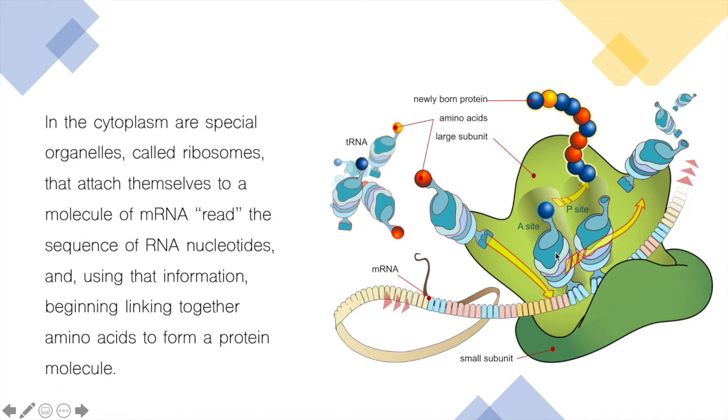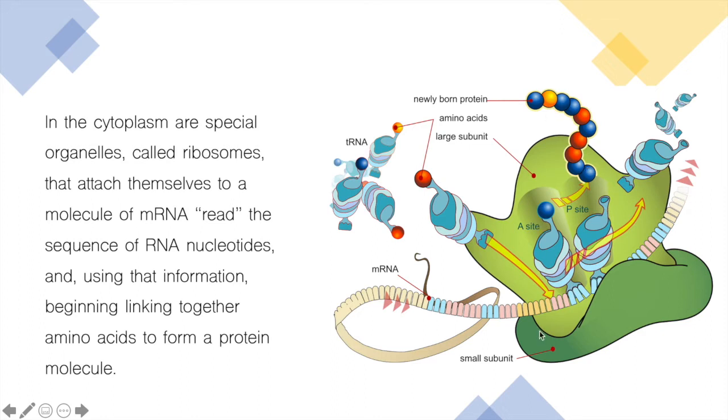So once this A site recognizes these three nucleotides, it decodifies this signal, and it knows what is the specific amino acid that is required by these three nucleotides. These amino acids are going to be all linked together to form a polypeptide chain. That's what we see here.